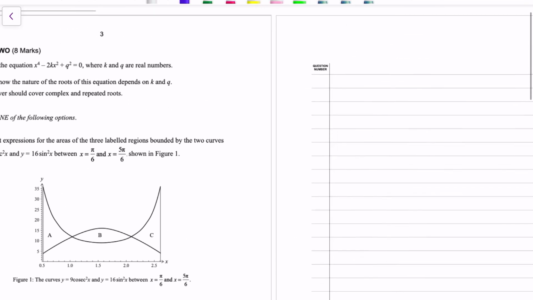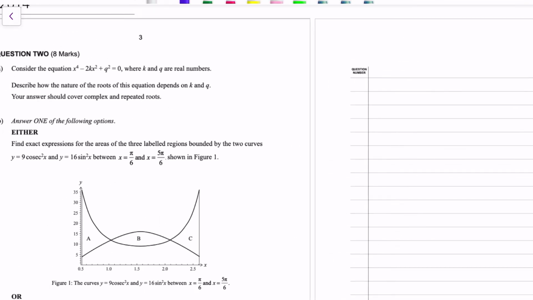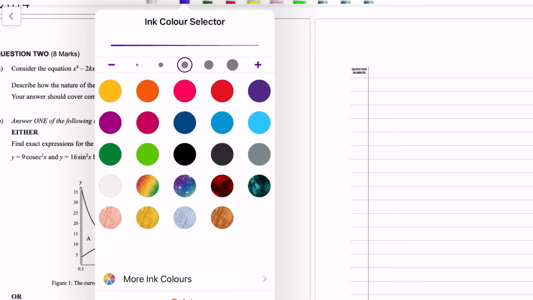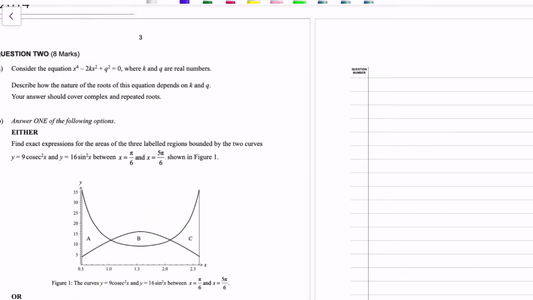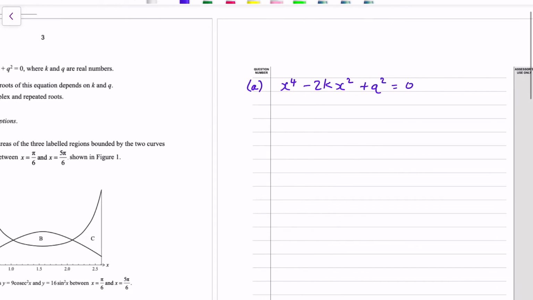Okay, part A. The first thing you need to know in this problem is that whilst it's a quartic, it doesn't have a cubic or a linear term. The powers are just even, which means it's a disguised quadratic equation. You're told that k and q are real, but you don't know if they're positive or negative.